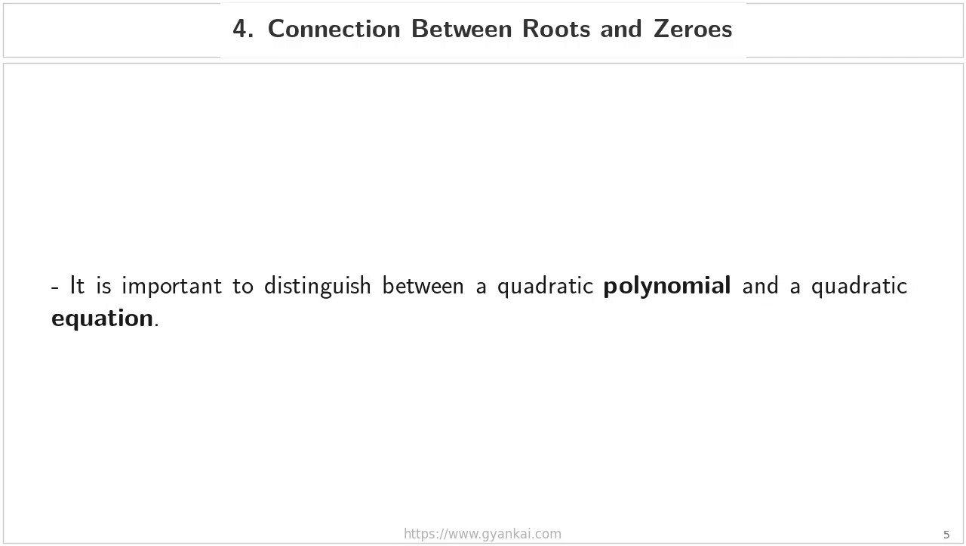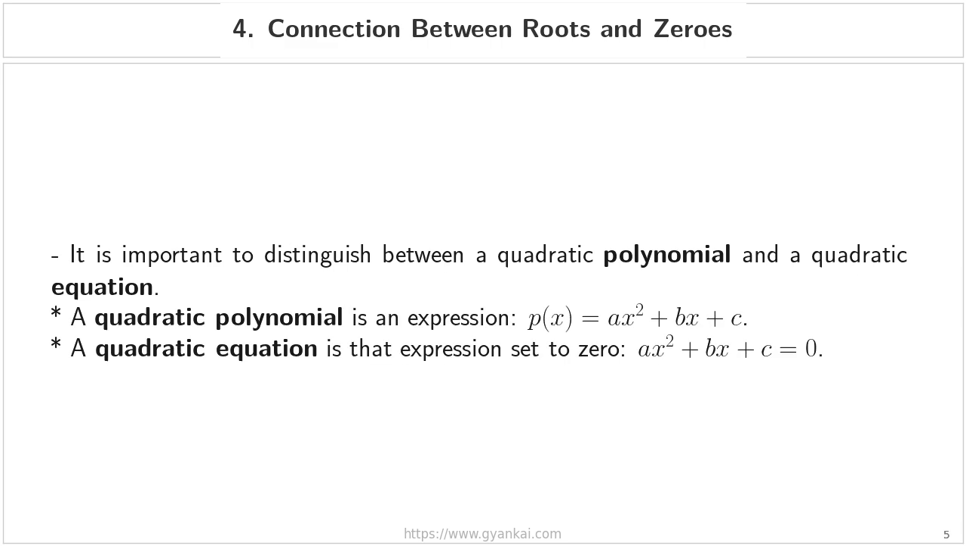Now, before we move on to our practical examples, I want to clarify a subtle but very important distinction that often trips students up. It is crucial that you learn to distinguish between a quadratic polynomial and a quadratic equation. Think of it this way. A quadratic polynomial is simply an expression, which we can write as p of x equals ax squared plus bx plus c. Notice there is no equals sign here. It's just a mathematical phrase.